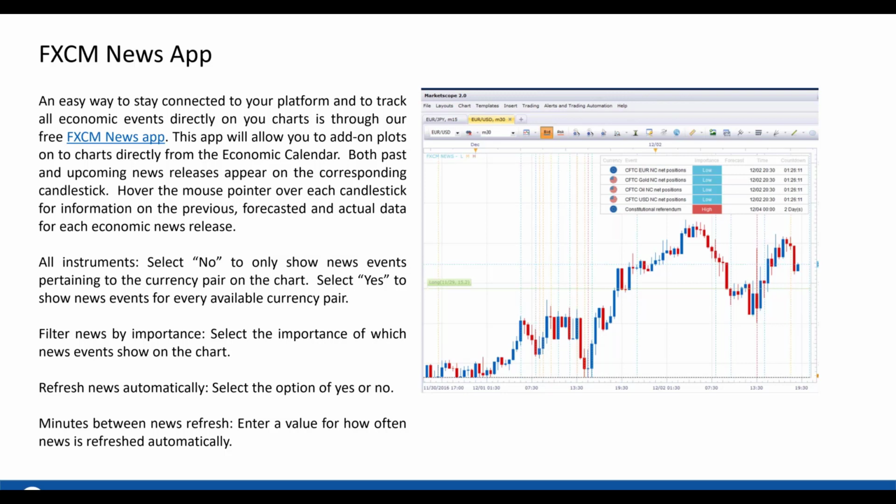All instruments: select No to only show news events pertaining to the currency pair on the chart. Select Yes to show news events for every available currency pair. Filter news by importance: select the importance of which news events show on the chart. Refresh news automatically: select the option of Yes or No. Minutes between news refresh: enter a value for how often news is refreshed automatically.